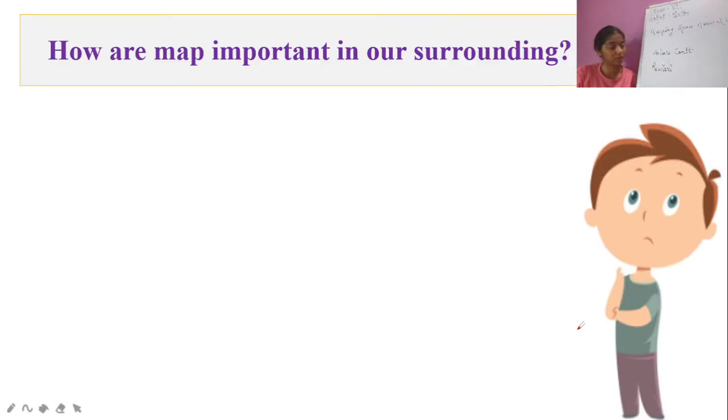Now students, tell me, how are maps important in our surroundings? If there is no map, will you be able to go from one place to another? Definitely no, right? If there is no map in front of you, you are not able to travel to any place or to meet any person. So maps are very important because they give you directions to go from one place to another, to reach your destination, or to meet any person in a particular situation. Okay, you also write your answer in the comment box for this.